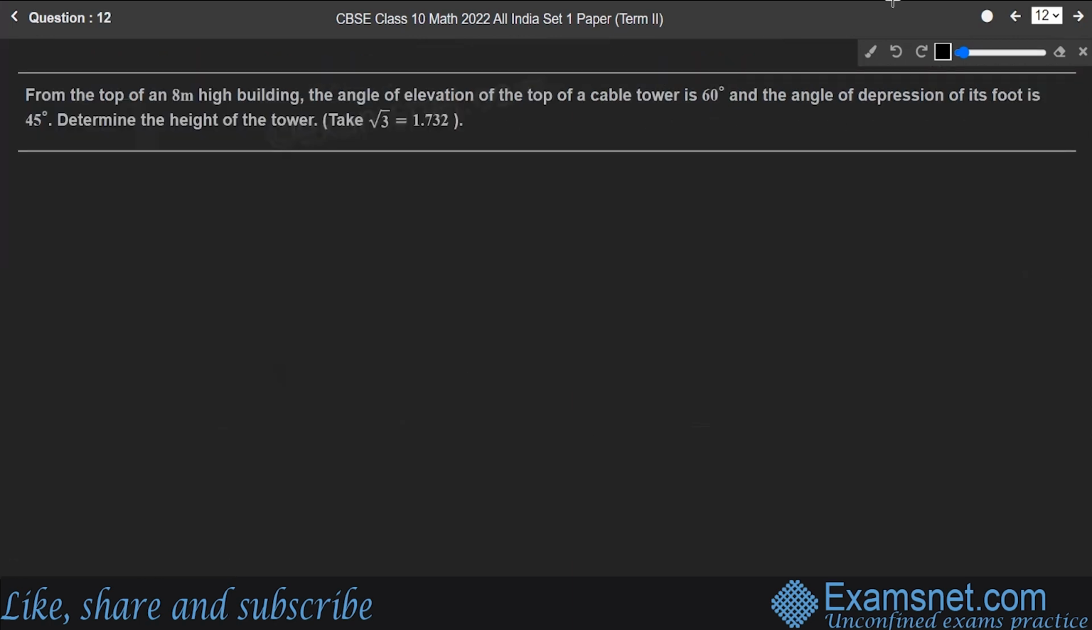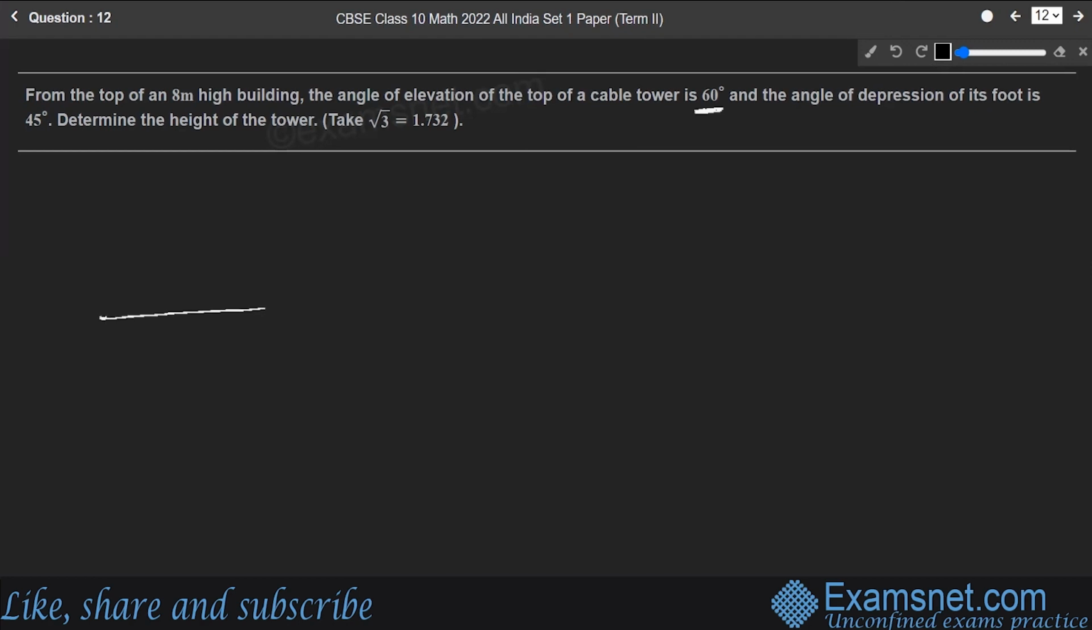Now, the next question is, from the top of an 8-meter high building, the angle of elevation of the top of a cable tower is 60 degree and the angular depression of its foot is 45 degree. So let us draw the diagram first as per the information given. So let us have the ground first. This is the ground.